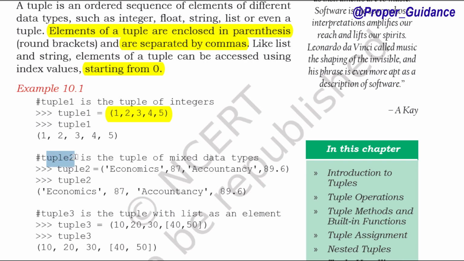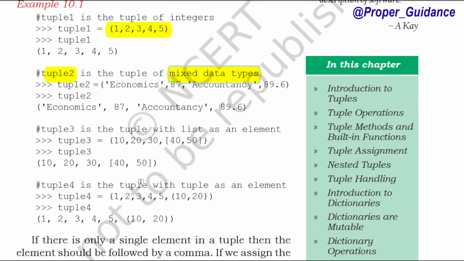Next tuple, that is tuple 2, is the tuple of mixed data types, that is economics, this is a string, 87, this is an integer, accountancy, 89.6, this is a floating point number. So we can write like this, tuple 2, and there is a parenthesis, and all the elements of this tuple are separated by commas. And when we use a string in this tuple as an element, then we can quote it in single quotes, that is 'economics'. This is a word, that is a collection of some characters, and this is a string. Okay, so this is the syntax of how to write a tuple.